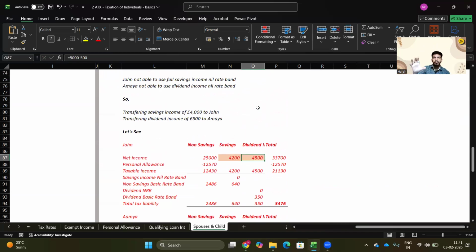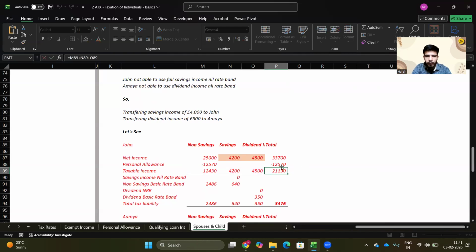So John transferred 500 pound of dividend income nil rate band here. So 500 is removed directly from here. So 5,000 minus 500 pound, and savings income we got from Amya of 4,000 pounds. So 4,000 plus 200 pound. Now we have a total of 21,130 pound.